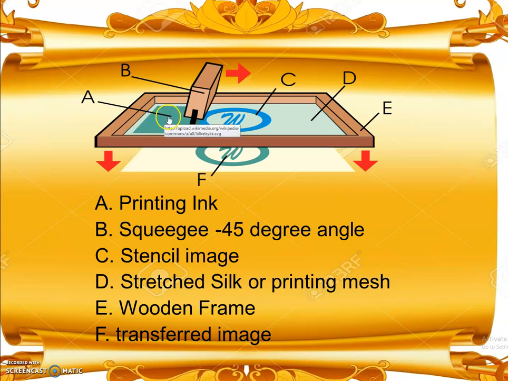So there is an ink here. And then the squeegee, which is at a 45 degree angle. This is the squeegee. And then the stencil image. This is the stencil image that you drew. And then the stretched silk or printing mesh, which is this one. It's like a kulambo. Okay? And then the wooden frame. This is the wooden frame. And the transferred image. This is the transferred image. Okay?